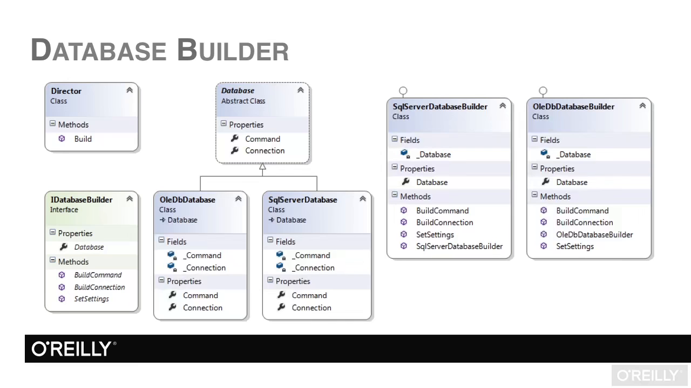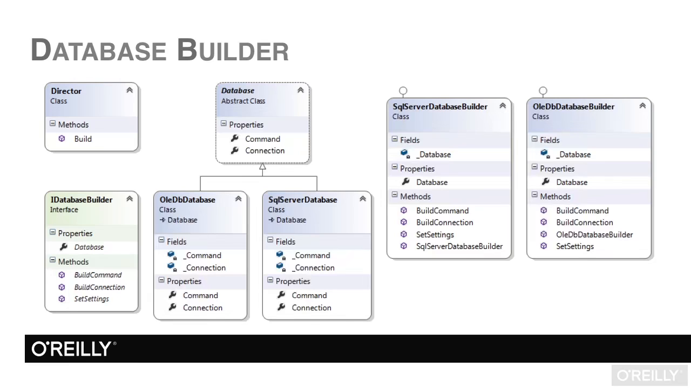So here are our class diagrams. On the left, we have our director class, and it simply has a build method. And as we just said, that build method will have a parameter of type iDatabase Builder. And that's right below there. An iDatabase Builder has the three methods, build command, build connection, and set settings, and the property database, which is ultimately going to be what we return in the whole point of the builder. Then next to the builder and the director, we have the abstract factory classes. So we have our database abstract class and the OLEDDB database and SQL Server database that inherit from them. And then further to the right, we have the classes that implement the iDatabase Builder.